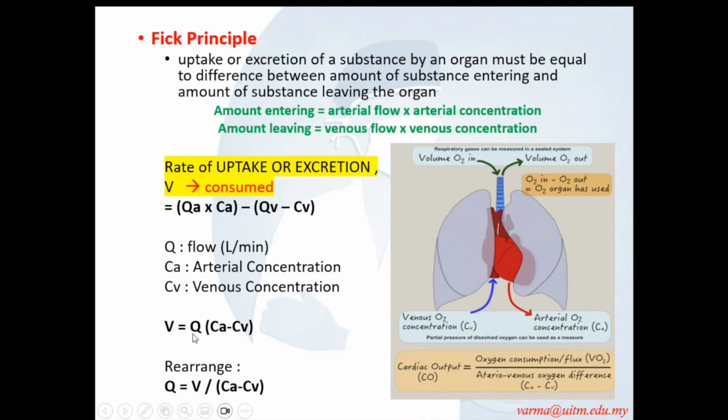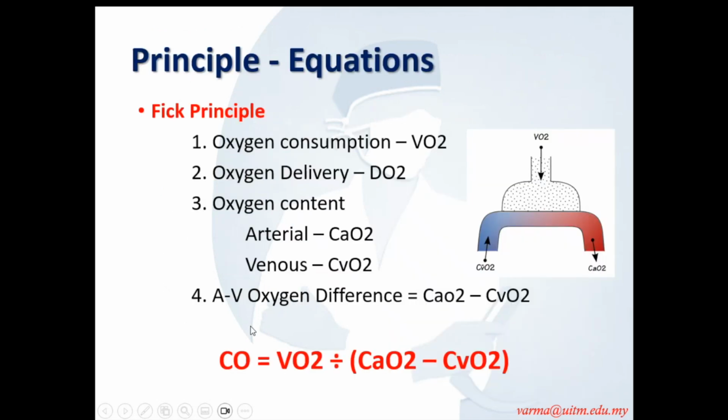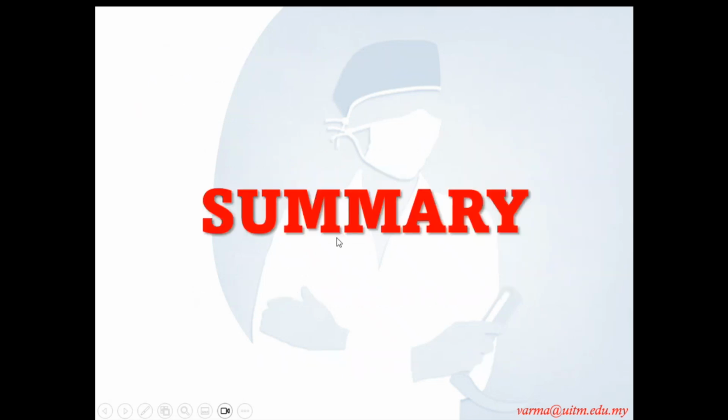So you rearrange it. Oxygen consumption is equivalent to flow times your arteriovenous difference. You rearrange it to find out the flow. The flow will be oxygen consumption divided by the arteriovenous difference. So to find this, we have to find all of this. We have found the oxygen consumption. We have found the oxygen delivery and oxygen content. We have done all these things, so we can easily do this. So how are we going to do this?